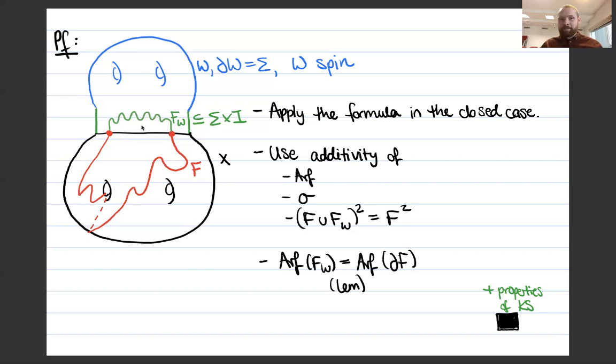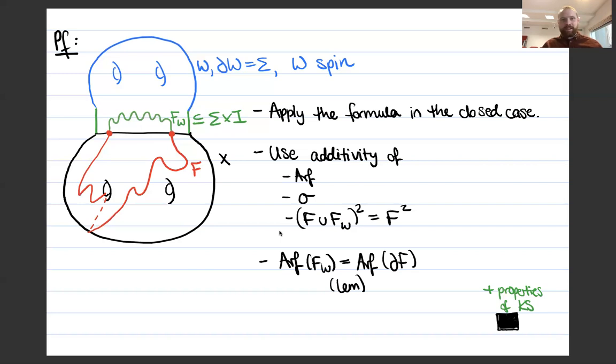And the green stuff capped off is all going to just live in sigma cross I. And so there's no interesting self-intersections that can happen there. So that all just goes away. And it turns out when you cap off F in this way and look at the self-intersection number, you just get the self-intersection number of F that you started with.